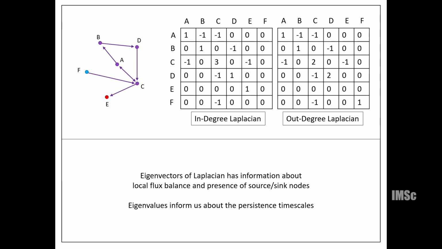Yeah, the eigenvectors are not very straightforward to interpret. Sometimes they give you information about the source and target nodes, and sometimes they give you information about flux balance locally. So if you have, let's say, lots of nodes coming in, but only one node going out, you're sort of integrating a lot of signal. You're like a bottleneck in the network, right? Or the other way around. Maybe you're only receiving one signal, but you're broadcasting to multiple nodes.